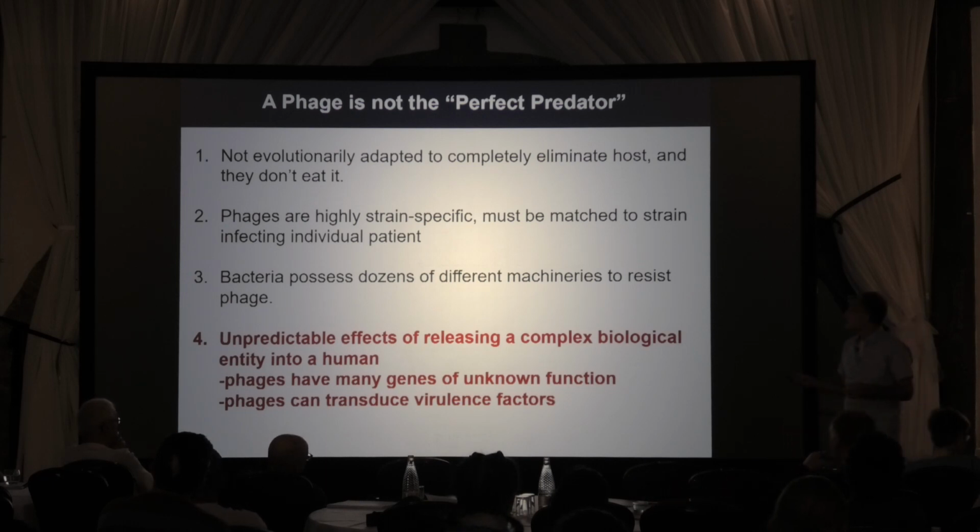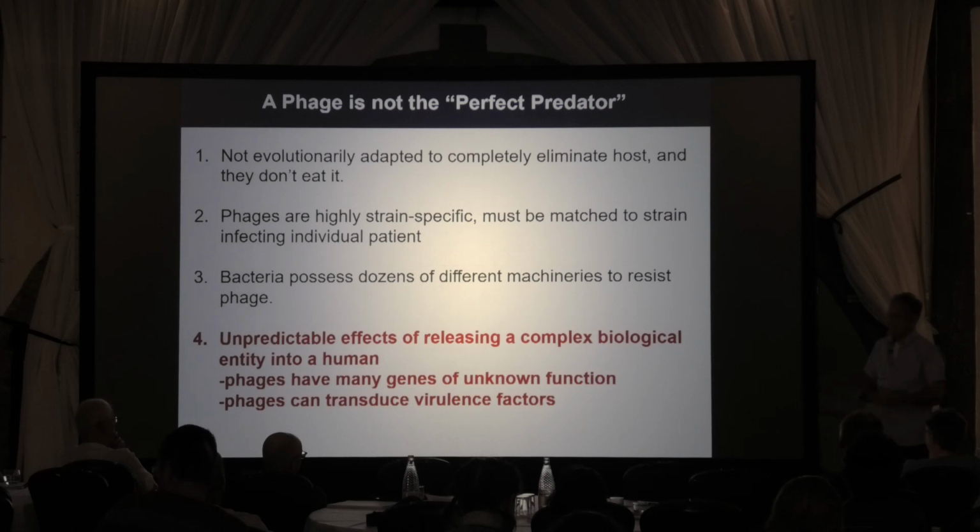You know that the field of bacterial resistance to phages is exploding now. Bacteria have probably hundreds of different systems and ways to defeat phages, so they can be resisted in many different ways. And also, the effect of phages when you release them into the wild is quite unpredictable. And that's the problem that I'm really going to focus on today.